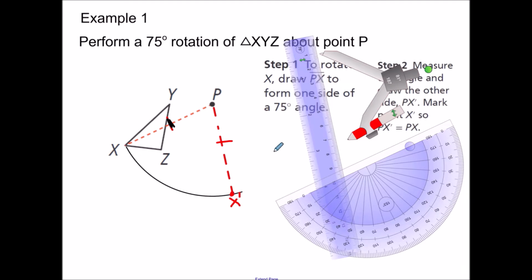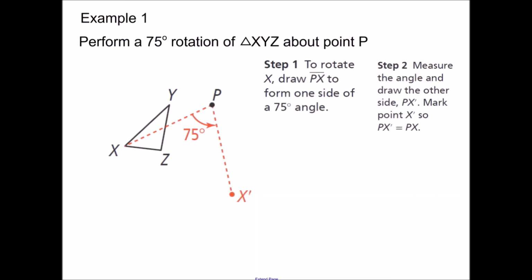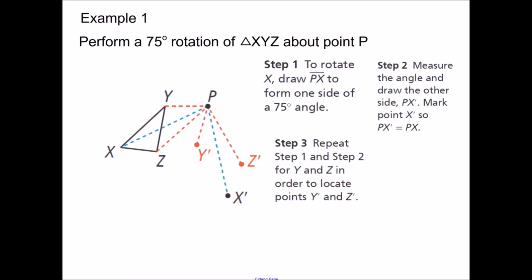And so we went ahead and rotated it. We rotated point X. So there is point X right there, or X prime, and we rotated it 75 degrees. I showed you how to do that using the tools. Next we'll repeat this process for Y and Z to get the rest of the points. Notice that this distance is the same as this distance, and this distance here is the same as this distance here. And they're all rotated by 75 degrees.